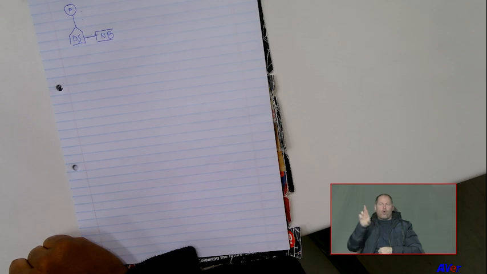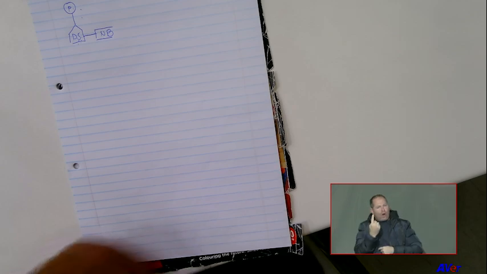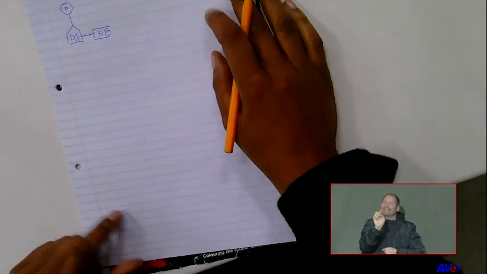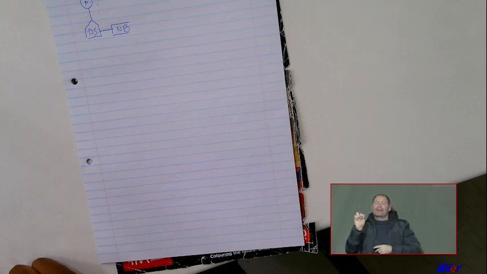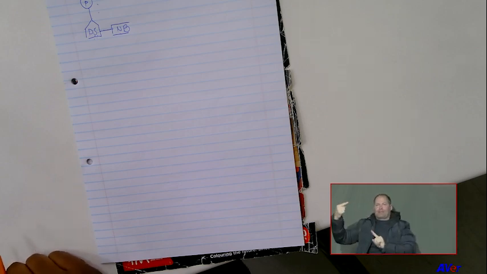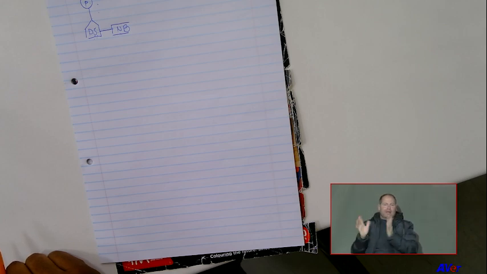The nucleotide phosphate, it bonds with the what? With the ribose sugar. The ribose sugar will bond with the what? With the nitrogenous base. What are those nitrogenous bases? Adenine, uracil, guanine, and cytosine.